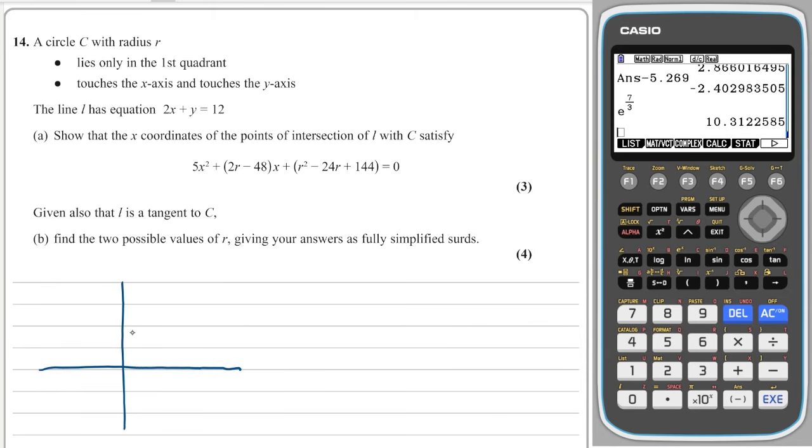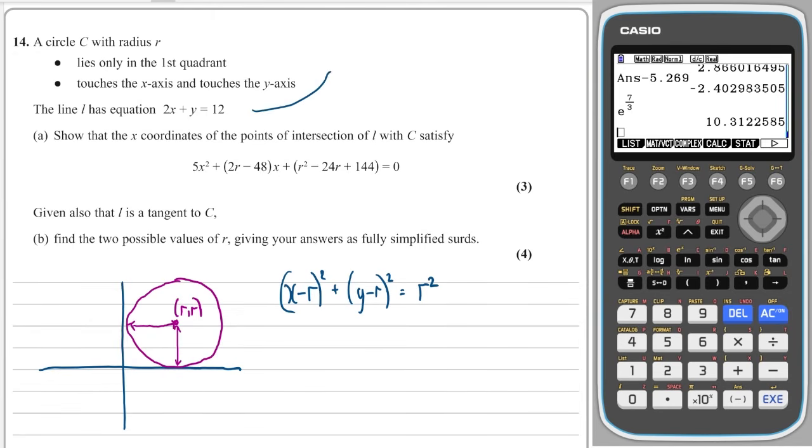It's only in the first quadrant and it touches the x and the y-axis, so it's going to look like this, like that, and the center of the circle will actually be the distance of the radius, so the center will be (r, r). So the equation of this circle will be x minus r all squared plus y minus r all squared is equal to r squared.